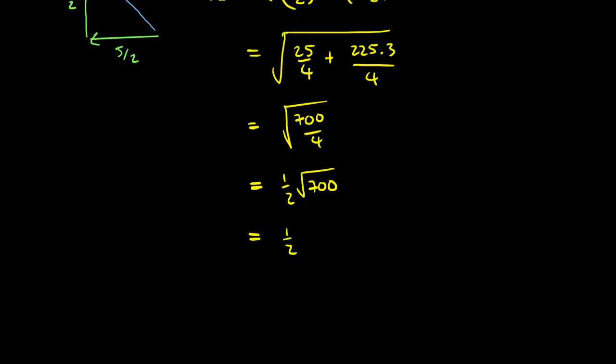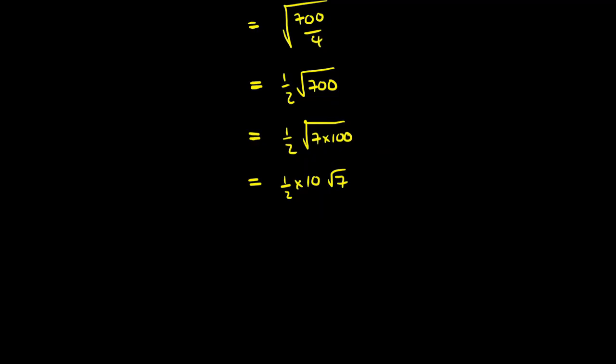I'll just kind of do that slowly in case you're not sure. So this is the square root of 7 times by 100. The square root of 100 is 10. We get a half times by 10 times by the square root of 7, which is equal to 5 root 7. We end up with 5 root 7 there.